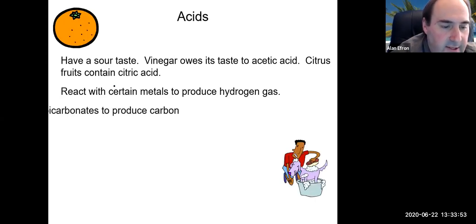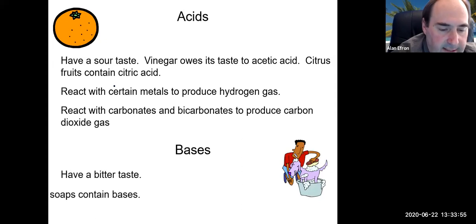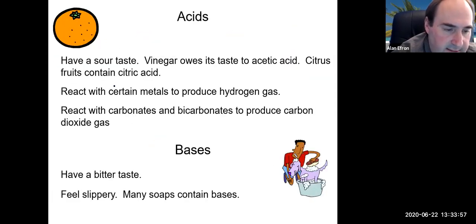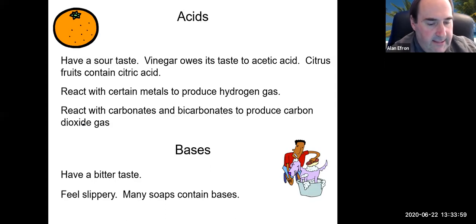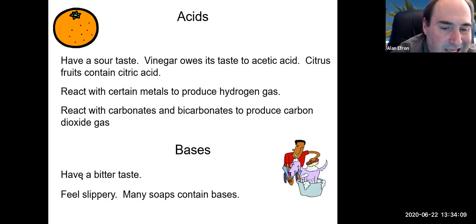Let's talk a little bit about acids and bases and some of the basics of them. An acid has a sour taste. For example, vinegar owes a lot of its taste to acetic acid, and there's citric acid in fruits. They react with certain metals to produce hydrogen gas, in reactions you're probably familiar with. So, for example, single replacement reactions.